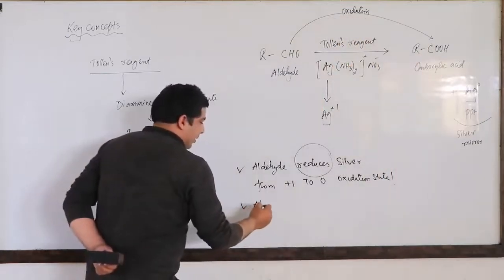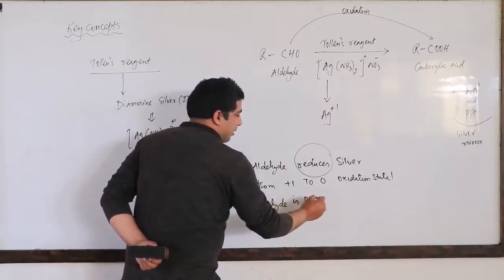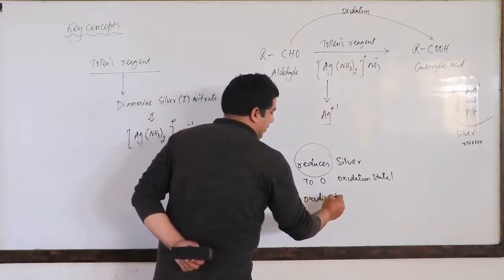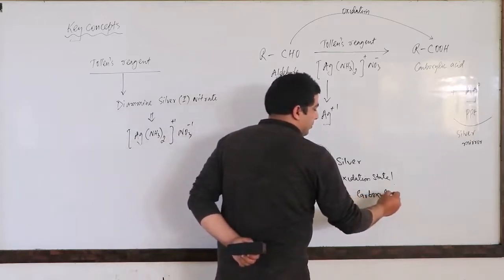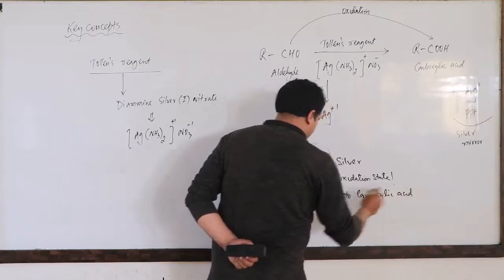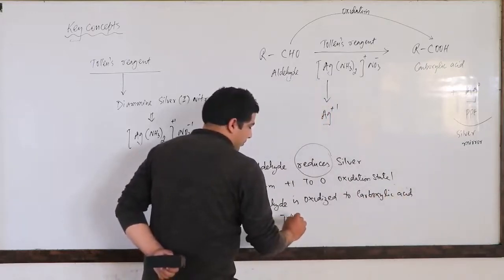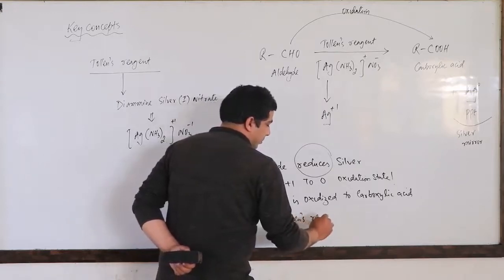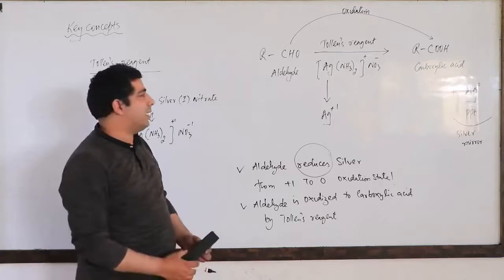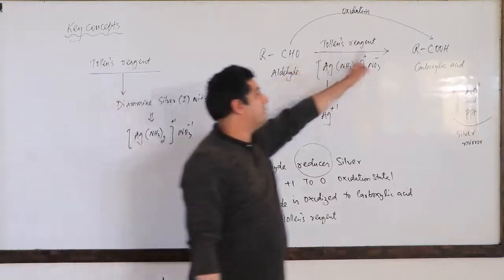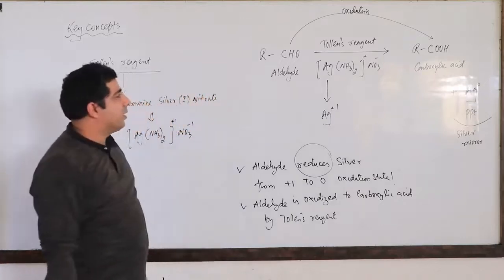I will write down: aldehyde is oxidized to carboxylic acid by Tollens reagent. So your Tollens reagent is oxidizing the aldehyde to carboxylic acid. I hope you have understood, my dear friends.